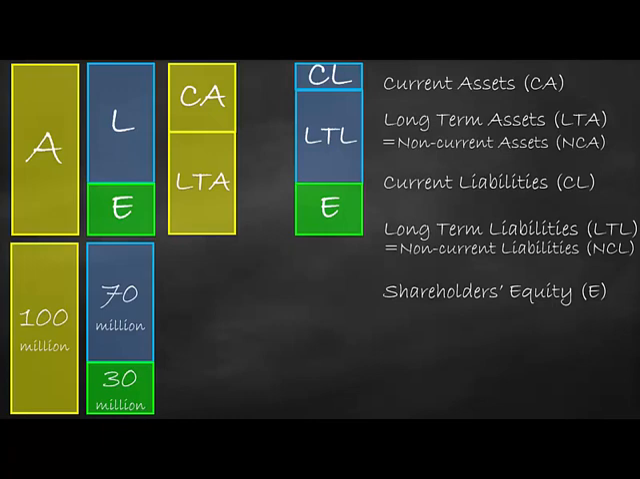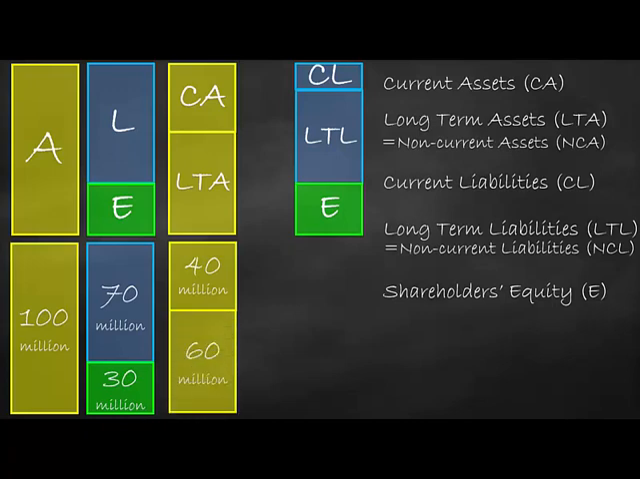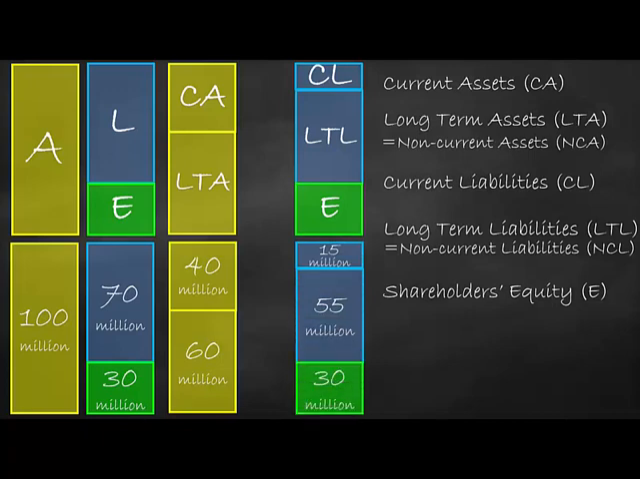Following on the previous example, let's say we divide our total assets of $100 million into current assets of $40 million and non-current assets of $60 million. We can then divide total liabilities of $70 million into current liabilities of $15 million and non-current liabilities of $55 million. Finally, equity would be equal to $30 million. In order to check the accuracy of our example, we have total assets of $100 million, which is equal to total liabilities and equity of $100 million.